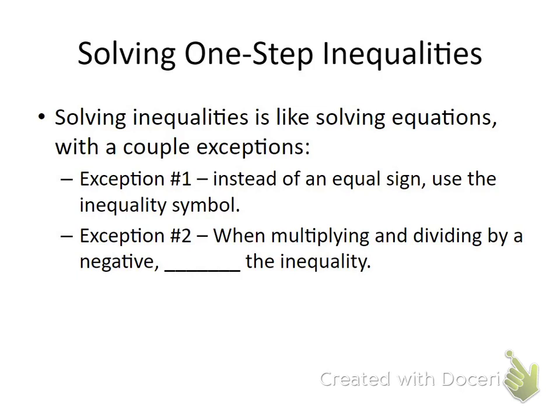Okay, solving one-step inequalities. Solving inequalities is like solving equations with a couple of exceptions. Exception 1, we already talked about on the previous page: instead of using an equal sign, we use the inequality sign. Exception number 2, this is what you're going to write on your paper: when multiplying and dividing by a negative, what do you do with the inequality? So when you multiply or divide by a negative number, you're going to flip the inequality sign.